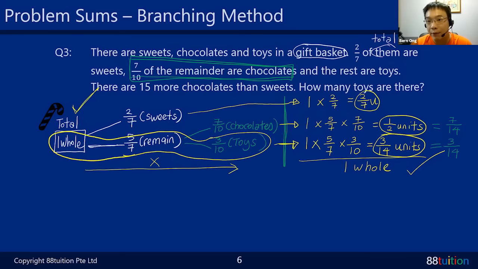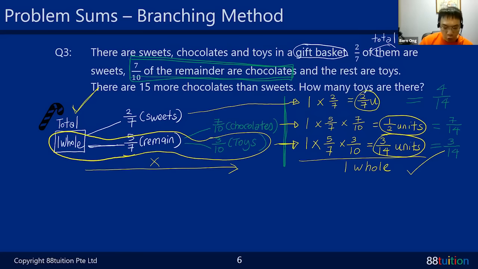So 7 over 14 is the same as 1 over 2. How about this one? Can we change it to over 14 also? 7 times 2 is 14, 2 times 2 is 4. Can you see that? So 4 out of 14 units is for the sweets, 7 out of 14 units is for the chocolates, and 3 out of 14 units is for the toys.